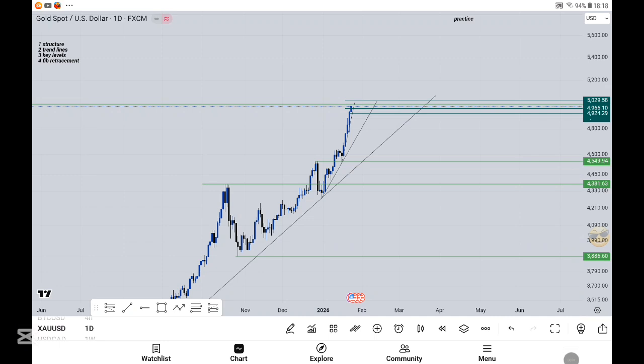So on today's episode, we're going to be talking about gold USD, and as you can see on the gold USD, the market has been very bullish. The analysis we did last week worked out very perfectly.